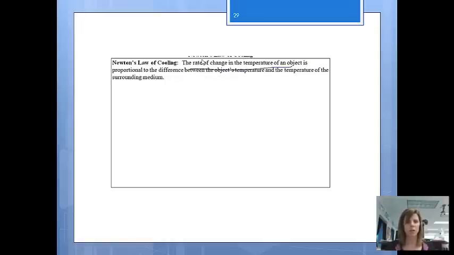It says the rate of change in the temperature of an object. Rate of change is a derivative, changing with respect to time, so we'll put dT sub O over dt, where T sub O is the temperature of the object and t is time. Since it's proportional, there's a proportionality constant k, multiplied by the difference between the object's temperature, T sub O, minus the temperature of the surrounding medium.